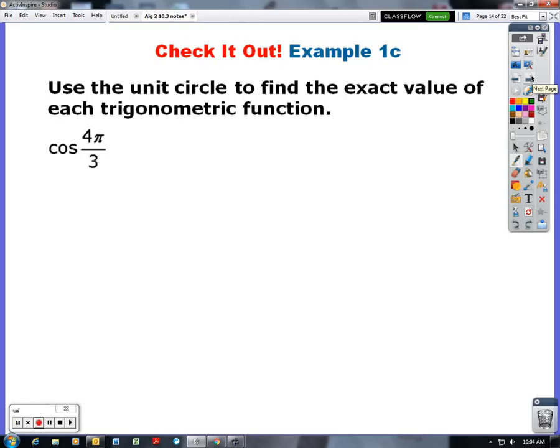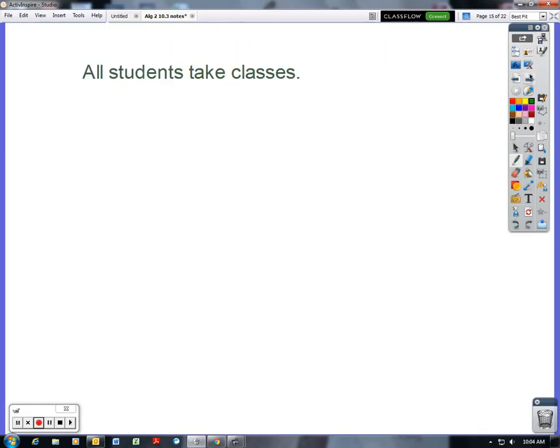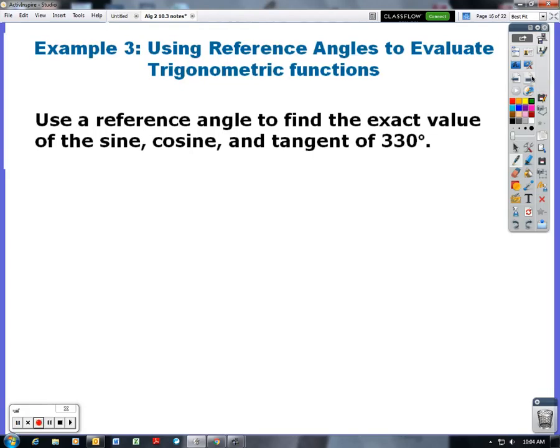Okay, cosine of 4 pi over 3, again, do this on your own, but the answer is negative 1/2. I already did all students take classes. We have been doing this along and along, so I can give you this answer as well. I just have to find it in here.